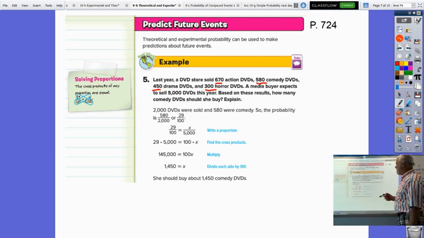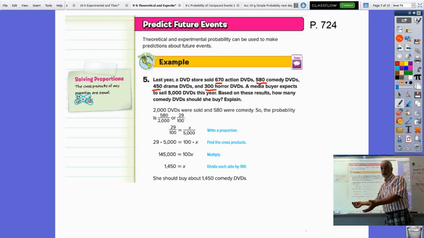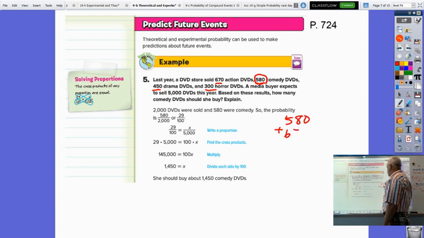Okay, well, we need to know how many they sold last year. We need to know the total, right? Because the number of comedy DVDs out of the total would give us the probability of selling a comedy DVD. So that's 580, the comedy, divided by 2,000. 2,000 comes from 580 plus 670 plus 450 plus 300, right?